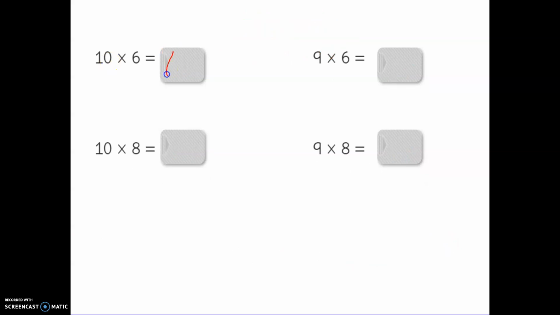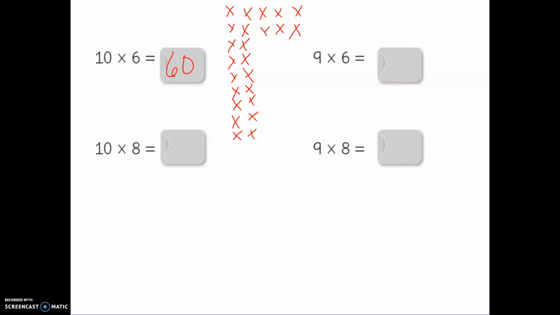10 times 6 is 60. But I have 9 times 6. So I'm not adding a row. I'm going to subtract a row, or subtract a group of 6. Yes, I can make that array for 10 times 6 and have 60. So 1, 2, 3, 4, 5, 6, 7, 8, 9, 10. And we're making 6 in each row to make 60.